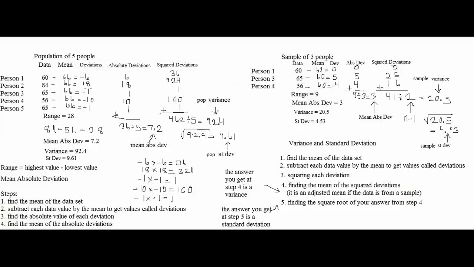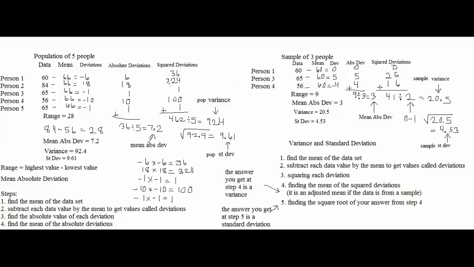If you look at the population of 5 people, the mean absolute deviation is 7.2, and the standard deviation is 9.61. So since they come out close to each other, you could say that the mean absolute deviation is the average distance from each data value to the mean, and the standard deviation is a number that's roughly showing the average distance from each data value to the mean.